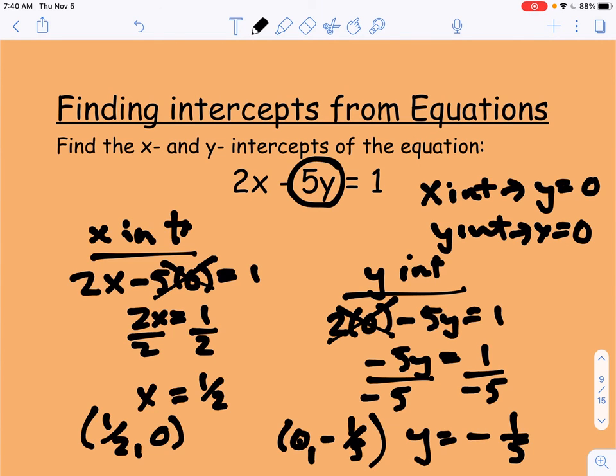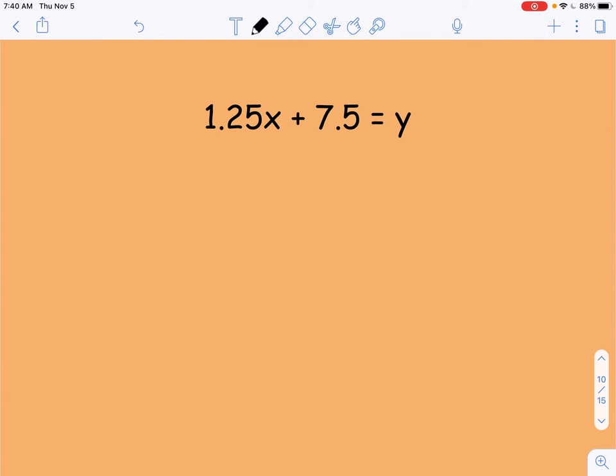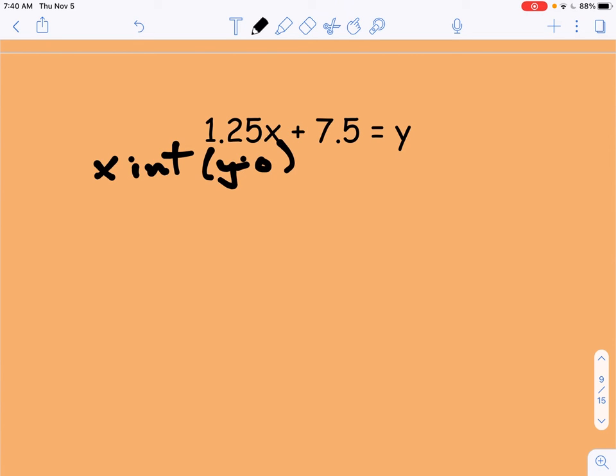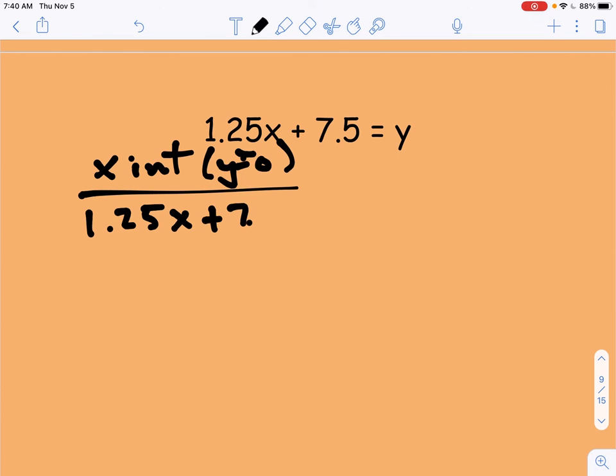All right, let's look at a couple more. This one is not written in standard form, and that freaks a lot of people out, but you can still do this. I know that my x-intercept is going to be where y is equal to 0. So let's rewrite this, and wherever we see y, we're going to make that 0. So we have 1.25x plus 7.5 equals 0, so that whole right side is zeroed out.